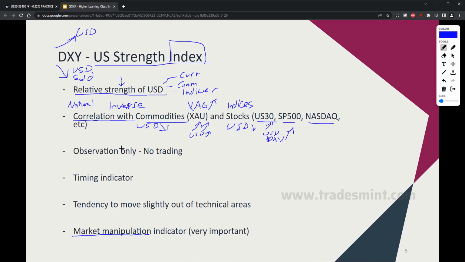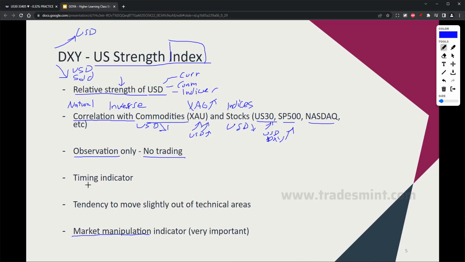Okay. The DXY is going to be for observation only, no trading. Okay, you can trade it if you want, but it's not the best instrument to trade. Me personally, I just prefer to observe it and use it as another element of confluence in my trading and to help me build my trades. Okay, so my recommendation would be just to observe it and not trade it.